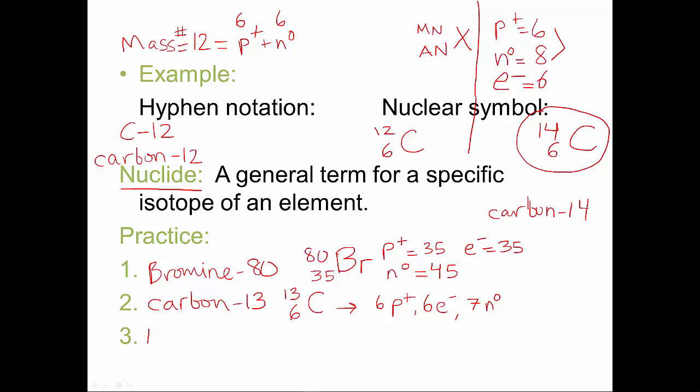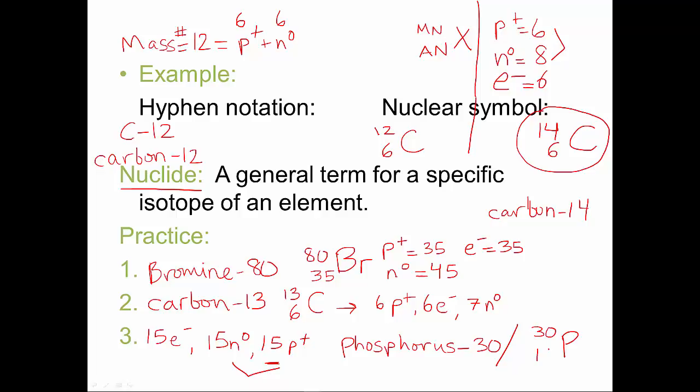In the third example, if I tell you that there are 15 electrons, 15 neutrons, and 15 protons, what isotope are we dealing with? Well, 15 being the atomic number indicates that we have phosphorus. And if we add up the neutrons and the protons, we get the mass number, which would be 30. We could also write it as an isotope symbol where we have P for phosphorus, 30 for the mass number, 15 for the atomic number.